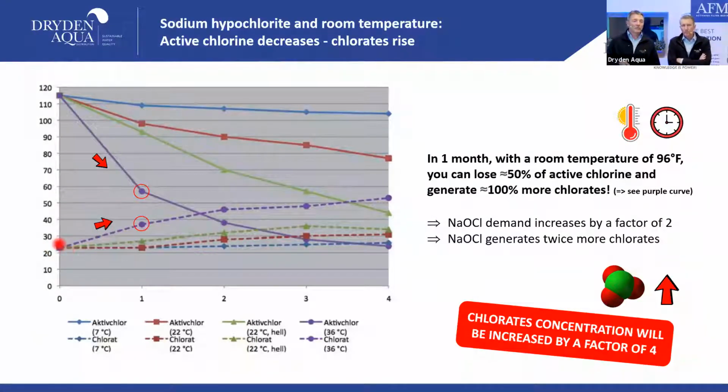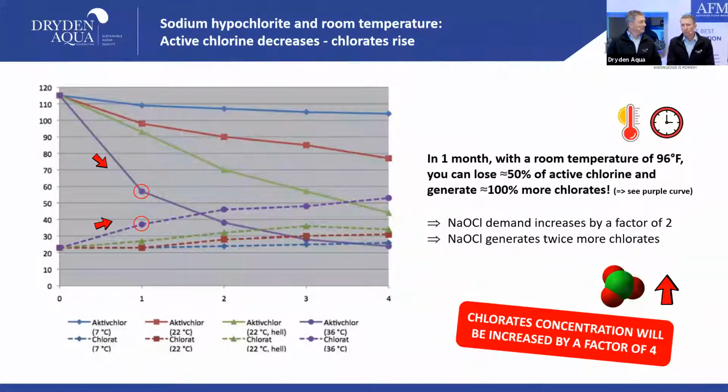Again, if you store the bleach at 36 degrees and you get it fresh from the production, you have maybe 20 milligrams per liter of chlorate in the bleach. After 1 month, this goes to 40. So you double the chlorate. And now you're in a situation where you have to dose twice as much bleach because the concentration of the available chlorine went down, and what you're dosing has twice as much chlorates. This is why you really should store it short and store it cold.